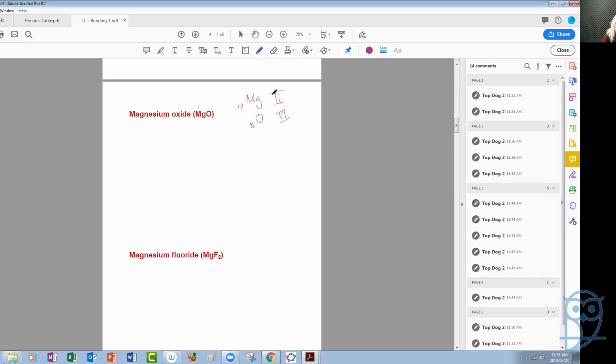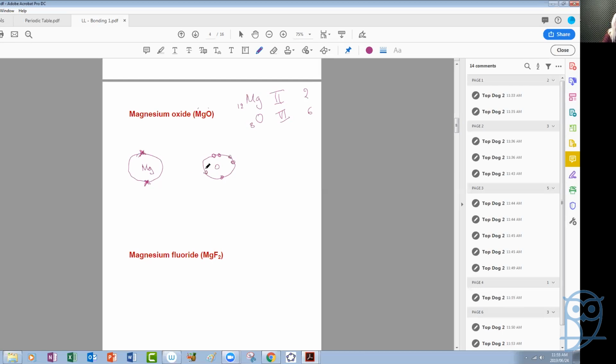You see, since this is a group 2 element, we know that it has 2 electrons in its outer energy level, 2 valence electrons, whereas the oxygen, being in group 6, has 6 electrons in its outer energy level. So we can draw only the outer energy levels, one for magnesium and this is the oxygen. Magnesium with its 2, let's make them crosses, 2 crosses to represent its 2 outer electrons. The oxygen has 6: 1, 2, 3, 4, 5, 6.